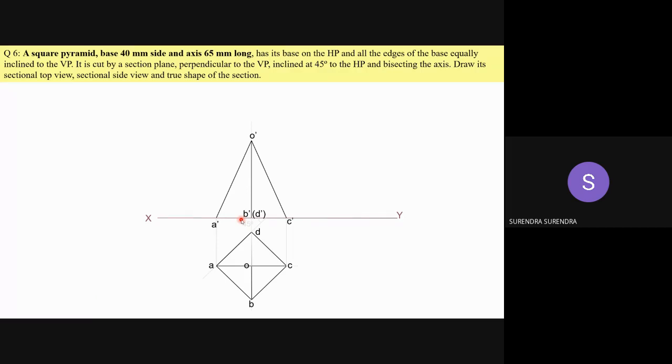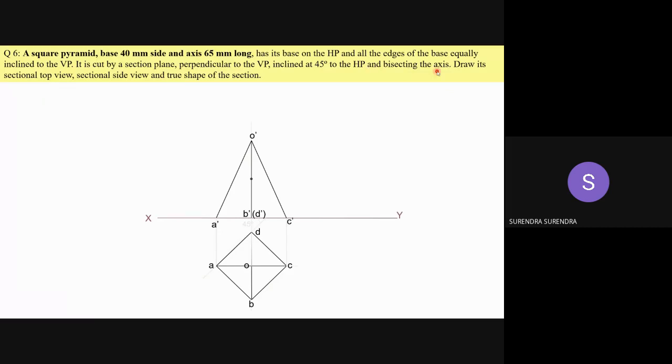I think you can see the problem on screen. Sir, inclined at 45 degrees. Yes, inclined at 45 degrees to HP. The section plane is inclined at 45 degrees to HP and perpendicular to VP. One more condition, the main condition, is that it is bisecting the axis. You should remember these conditions. It is bisecting the axis.